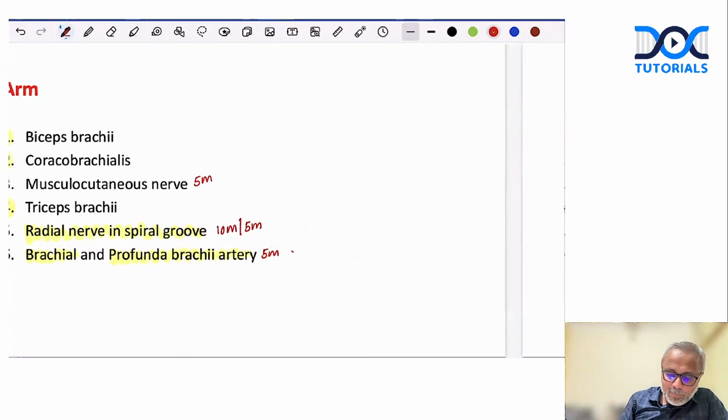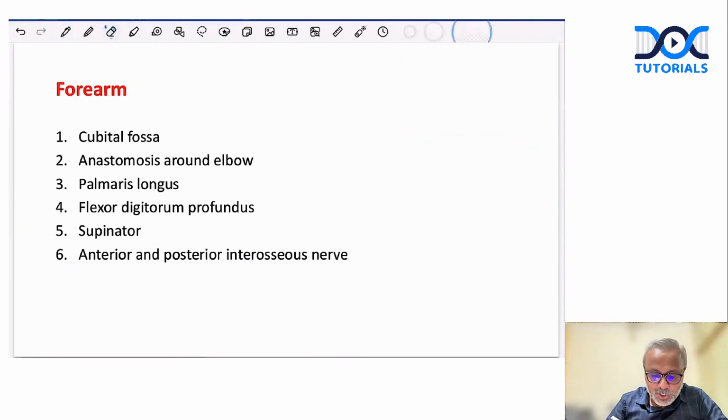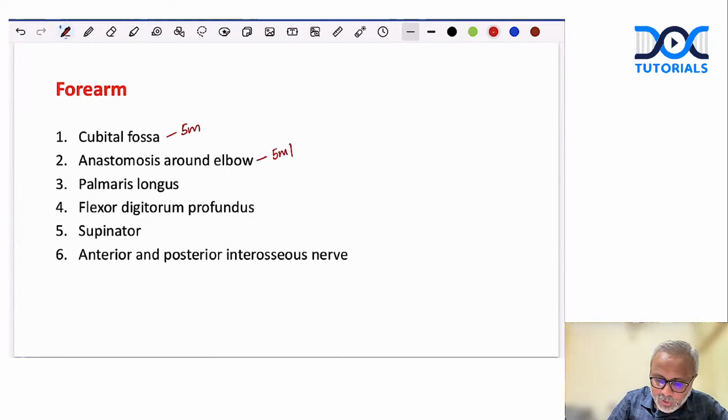Then in the forearm, the cubital fossa is a very important 5 marker: boundaries, contents, and clinical anatomy. Anastomosis around the elbow is an important 5 marker or a 3 marker. Palmaris longus could be an important 3 marker. Hi Aditya, welcome. Right? Then the flexor digitorum profundus.